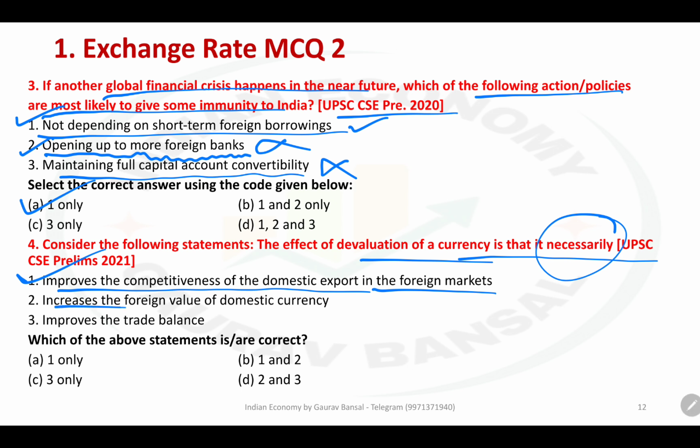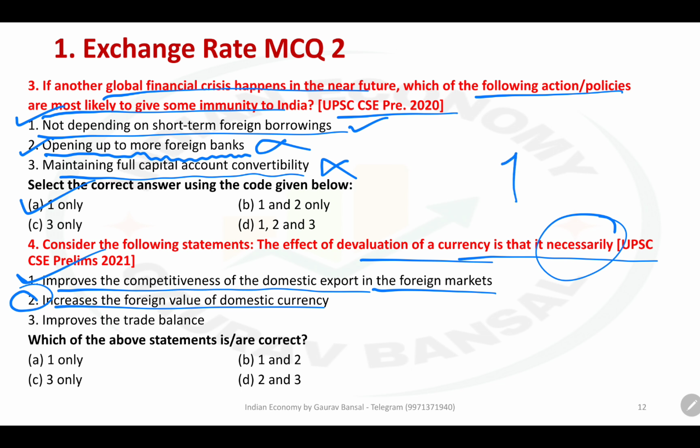Second, increase the foreign value of domestic currency. That means that there will be appreciation of currency. No, in fact, we are devaluing the currency, so it decreases the foreign value of currency. Improves the trade balance. No, this is likely to happen, but this is not necessarily going to happen.